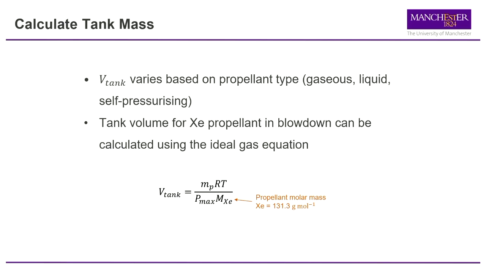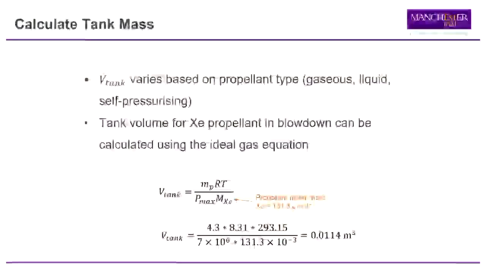Okay. So I've provided, again, the numbers that you need here, and we can work out the volume of our propellant tank in this case, 0.0114 meters cubed. Okay, now you've got the mass of your propellant, you've got the volume of your tank. The next step is to start calculating the actual mass of the tank to contain that volume of propellant. Okay, any ideas on that?